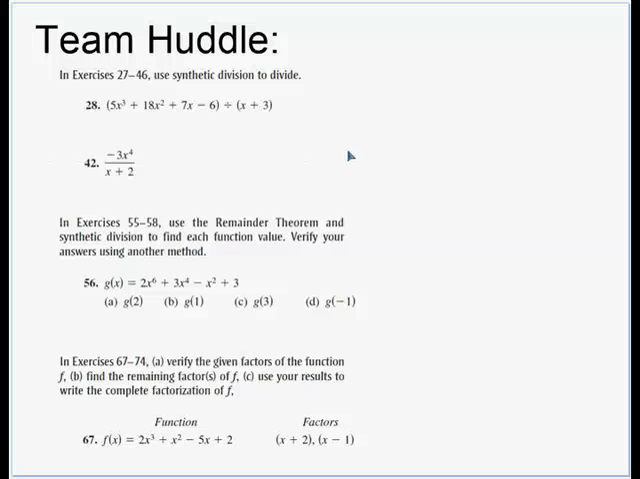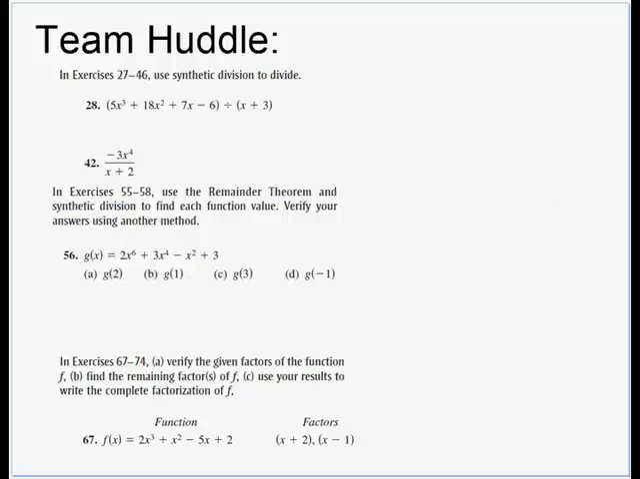So here in the huddle, we got 4 of them. The first 2 are use synthetic division to divide these. That'll be much easier than the polynomial stuff. Don't forget here you will have some placeholders. Down here for 56, use the remainder theorem and synthetic division to find each function value. Verify with the other method. And for this one, I think I might cut out the C and the D part. That gets a little bit redundant.